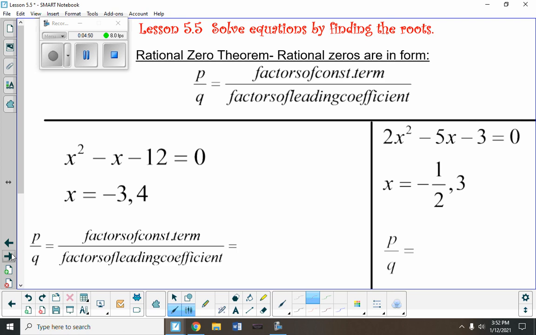What the P stands for is the factors of the constant term, so the last term of the polynomial that doesn't have an x by it, over the factors of the leading coefficient. Let me show you how that works. So that's the rational zero theorem. Whenever I see that, I think, okay, it's P over Q. For example, we worked out this problem.